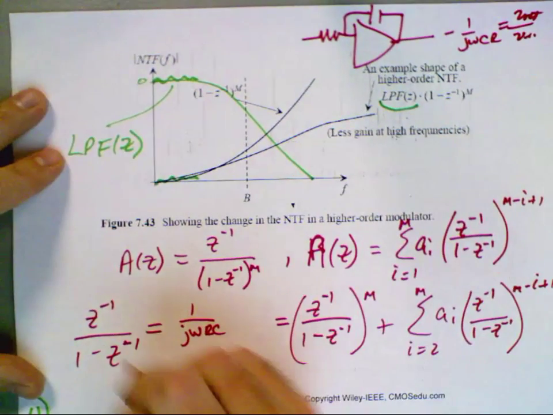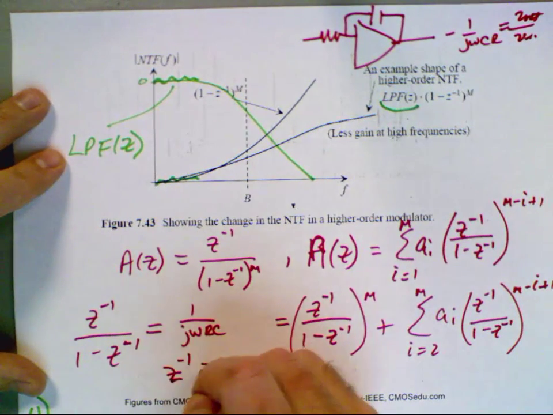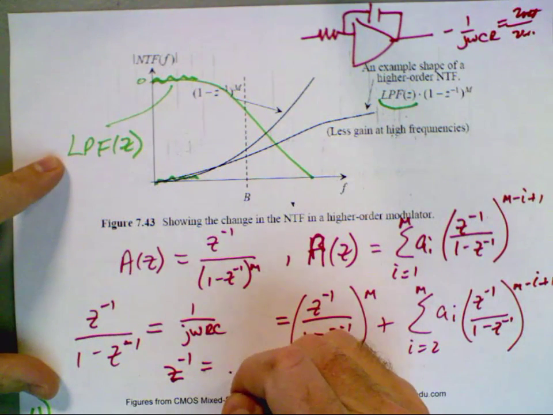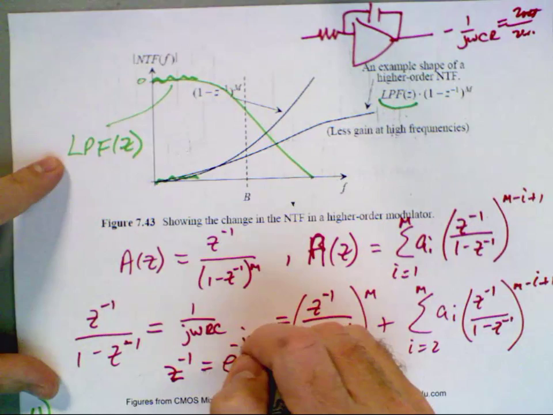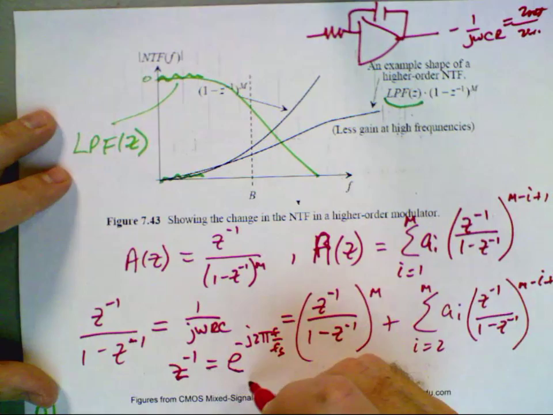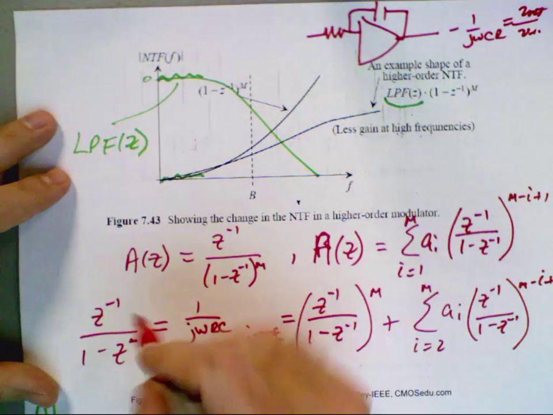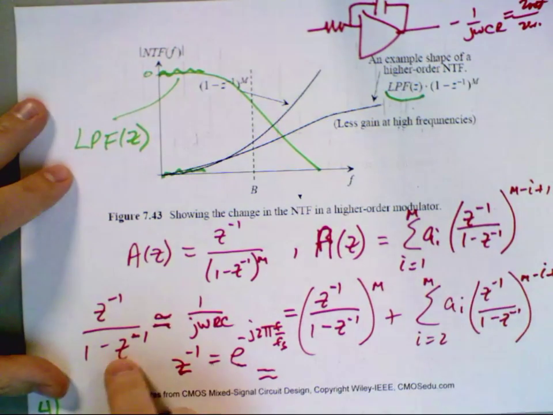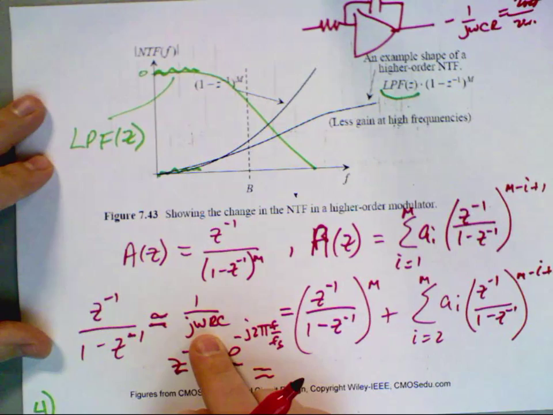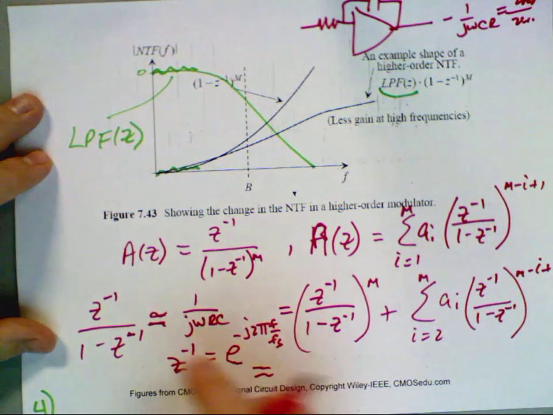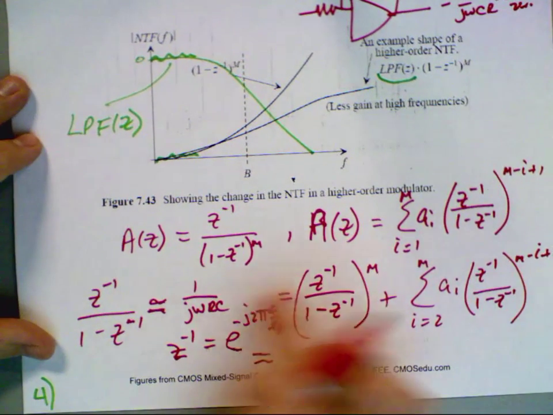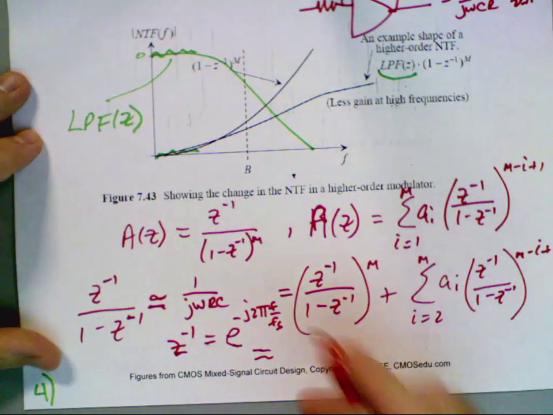What is z to the minus 1? What is that equal to? Correct? Okay, so tell me how I get from here to here. I should say approximately, because this is periodic, repeats at f sub s, and this isn't. This is just for low frequencies. So how do I get from here to here? We went over this. What do I do? Taylor series expansion.